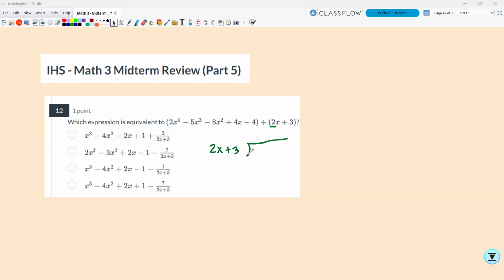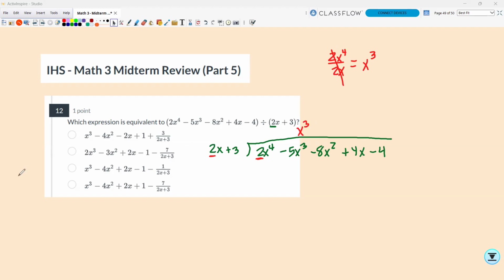So we do 2x plus 3, and then we have 2x to the fourth power minus 5x cubed minus 8x squared plus 4x minus 4. We don't have any gaps, so we're good to go on this one. So our first step is to look at our first two numbers and divide. So 2x to the fourth power divided by 2x is going to give you 1x to the third. That x to the third power is going to go, I'm going to line it up right here.